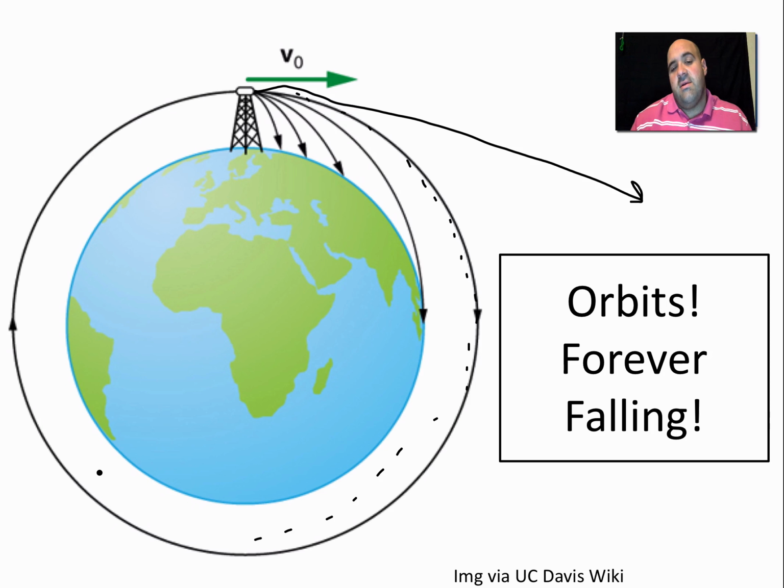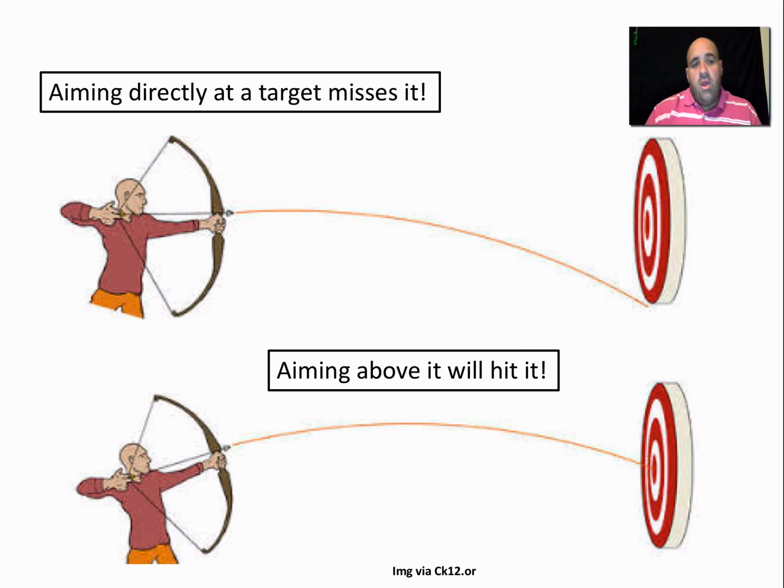Forever falling. So just a little projectile motion, a little extension of it. We know that if you were to shoot a target really far away, I hope you know this, that if you were to aim directly at the target, as this arrow is, it's going directly at the target. If it's far away from it, you're going to miss the target. Why? Because when you shoot any projectile, over time, gravity is going to pull it down to a curved path. So in this case, you would actually have to aim above the target in order to hit the bullseye.